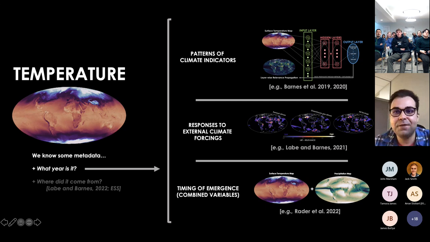We've used it for thinking about different climate variables, so not just temperature, but what about patterns of precipitation or extreme precipitation? And how does the neural network learn these patterns around the map in order to know what year it is? We've used it for things like timing of emergence of variables. So when do we see the climate change forced response come out from internal variability? And then I've used it for things like attribution. So thinking about things like aerosols and greenhouse gases, and that's going to be the focus of the work I'll talk about today.